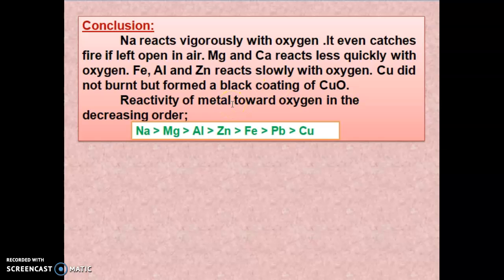So the reactivity of the metals towards oxygen in decreasing order is: sodium, which is highly reactive, then magnesium, aluminum, zinc, iron, lead and copper. So this is the decreasing order of reactivity. The most reactive with oxygen is sodium.